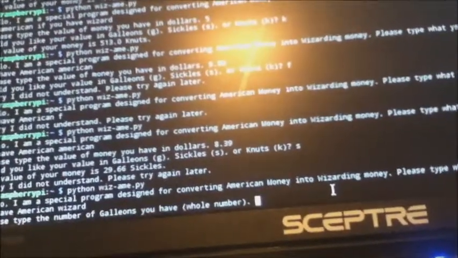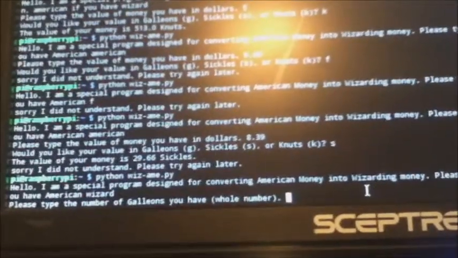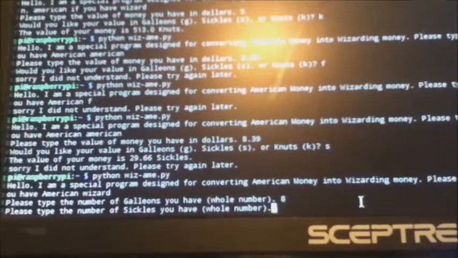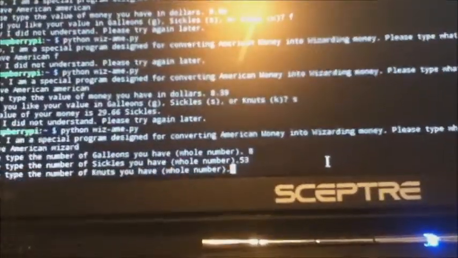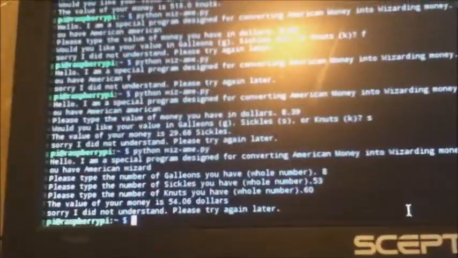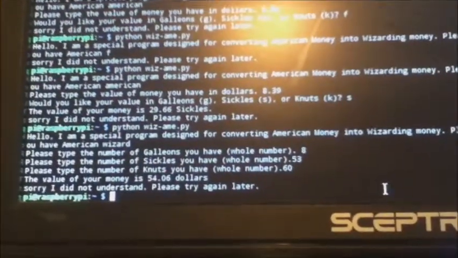I can also do the same thing. Say I want to convert wizarding money into American. So I'd pick the number of galleons I have. Let's say I have 8. I'd hit enter. How many sickles do I have? Let's say I have 53. I know that's higher than the number, but it works still. And then the number of nuts I have, I'm going to say 60. Then I hit enter, and it calculates all that. And I have about $54.06.